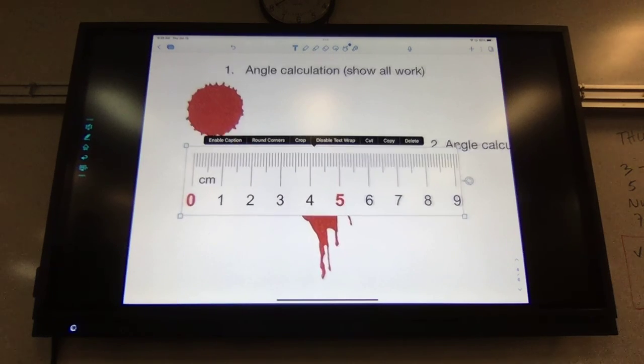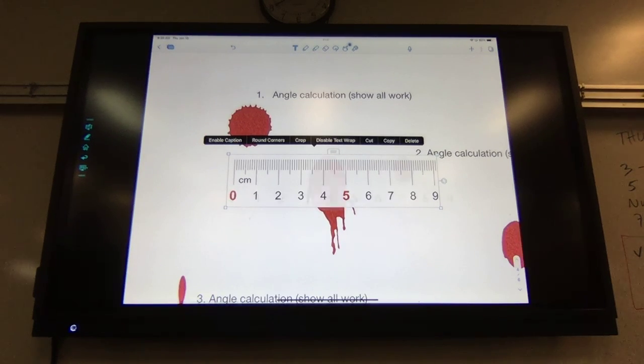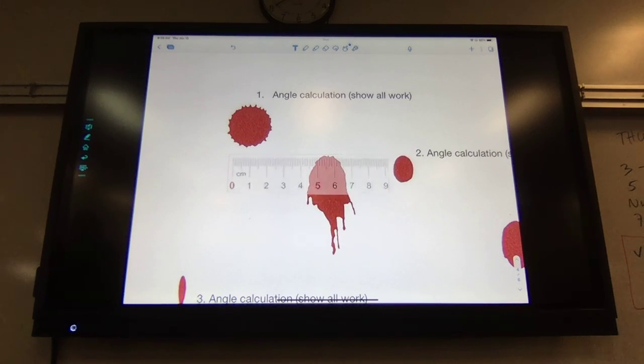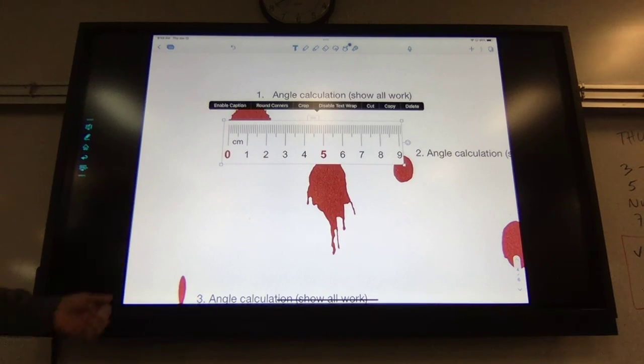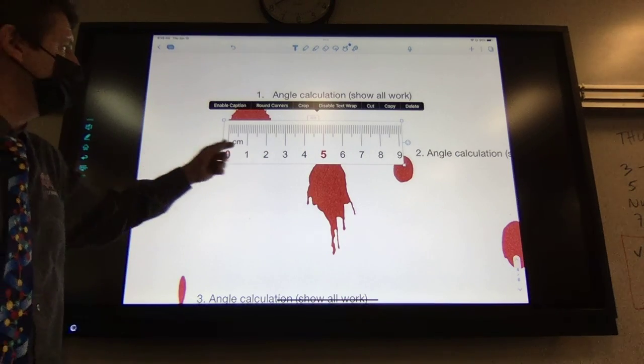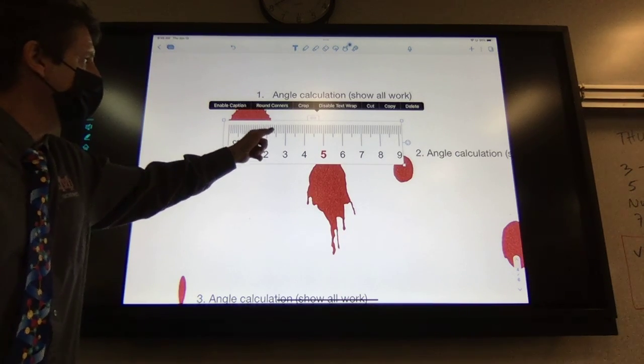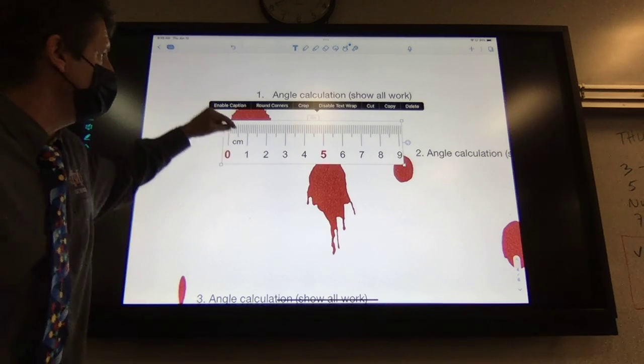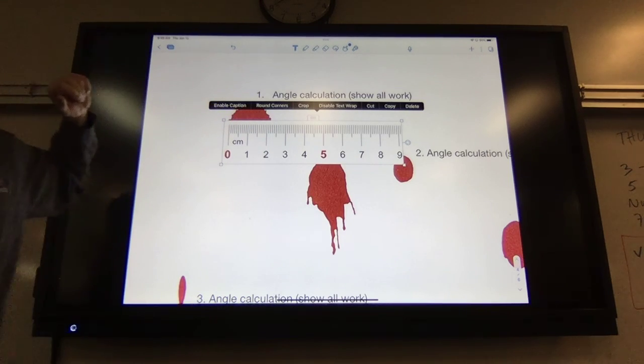So I could make the ruler larger or smaller, it doesn't matter. And I'm going to put it over it. And notice with this, if I put my finger on the ruler, it becomes transparent, and that's kind of helpful because then I can see where it goes. You don't want to measure the spines.